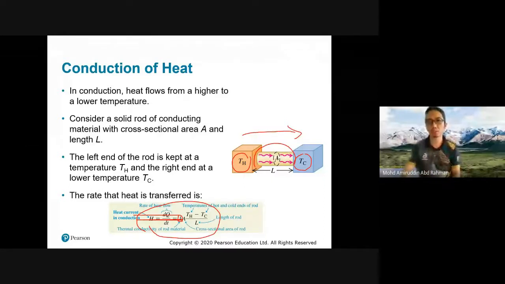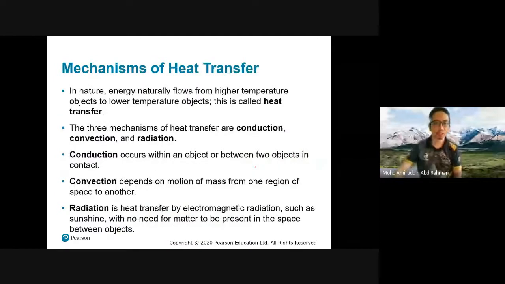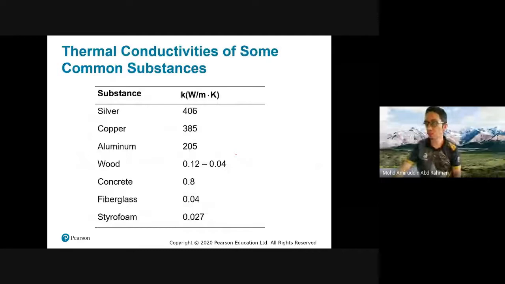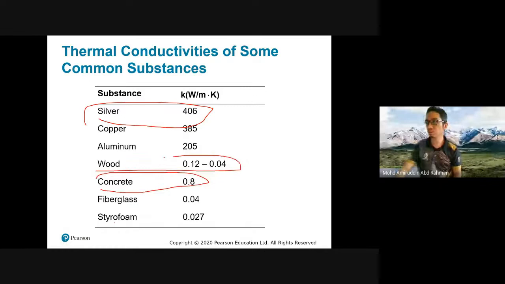So if you want to get the heat transferred quickly, you must use an object that has a higher thermal conductivity. For example, if you use silver to conduct the heat, of course it will transfer much more heat than if you use fiberglass or styrofoam, or concrete or wood. So that's the concept of thermal conductivity. The higher the capability of an object to transfer heat, the higher the measure of its thermal conductivity.